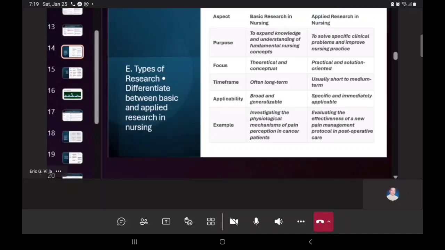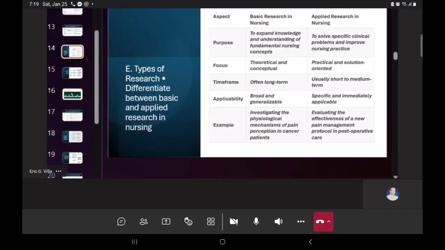Types of research. We have basic and applied research in nursing, which serve different but complementary purposes in advancing the field. Basic research, also known as pure or fundamental research, aims to expand the theoretical and conceptual foundations of nursing science. It is driven by curiosity and the desire to understand underlying principles, often without an immediate practical application in mind.